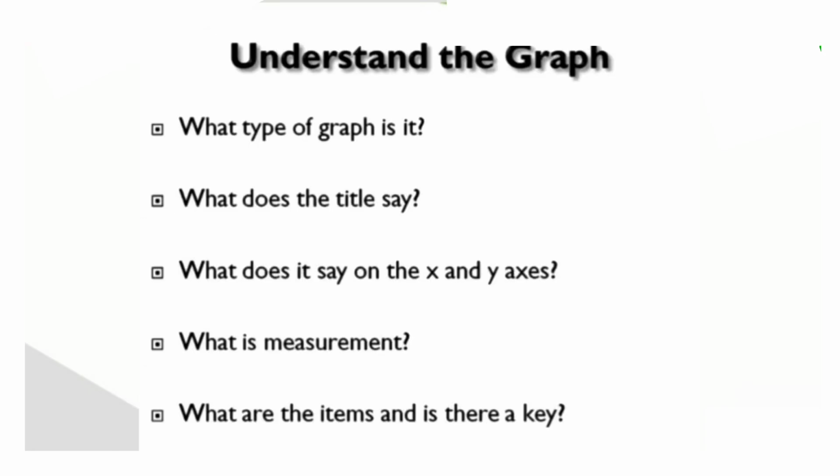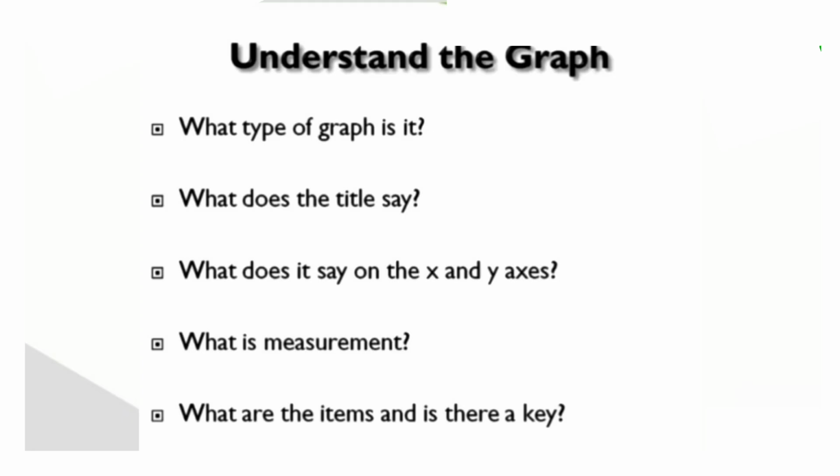So, the first stage is understand the graph. Here, you have to check the following things. First one, what type of graph it is. Is it a bar graph? Is it a line graph? Like that. Identify the type of graph given. After that, look at the title. What does the title say? Then check the x-axis and y-axis. What does it say on the x and y-axis? What things are plotted on each?